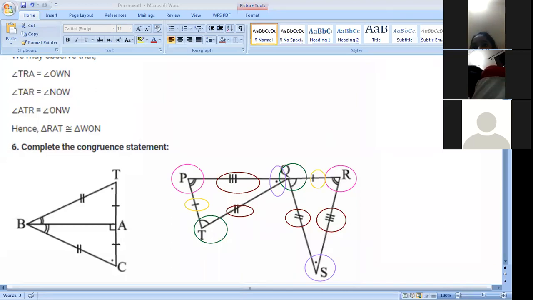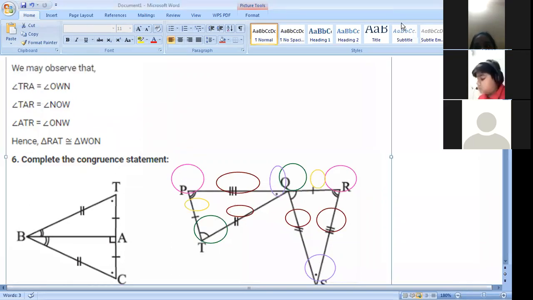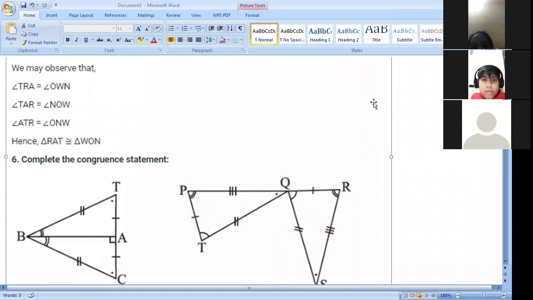That's correct. Ma'am, congruent means equal. Congruence means both the triangles have all angles and sides the same. That means they both are equal. Okay, ma'am.